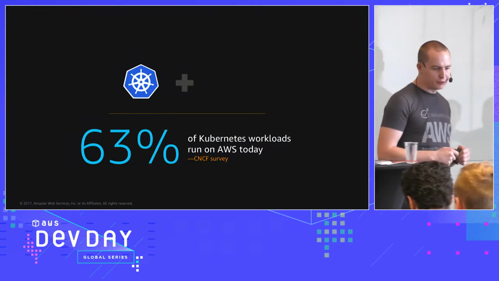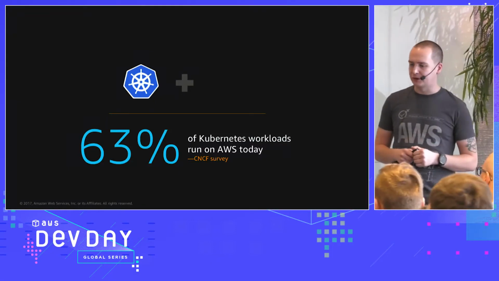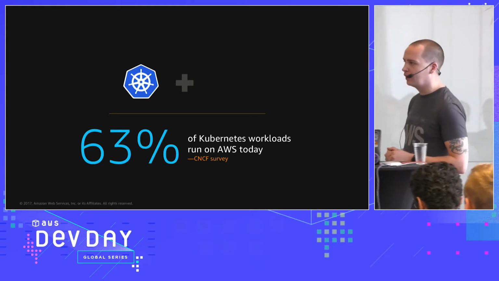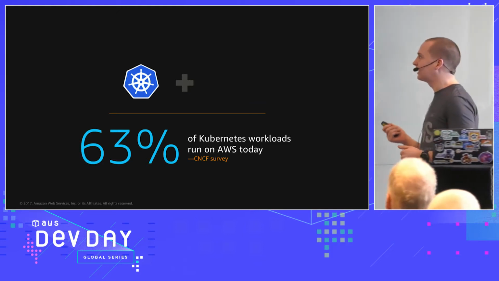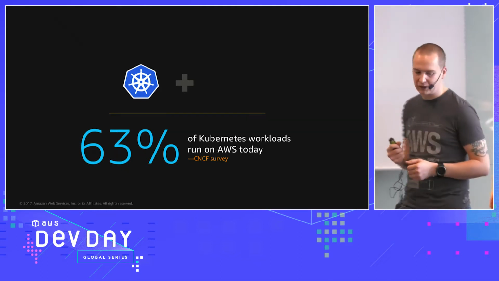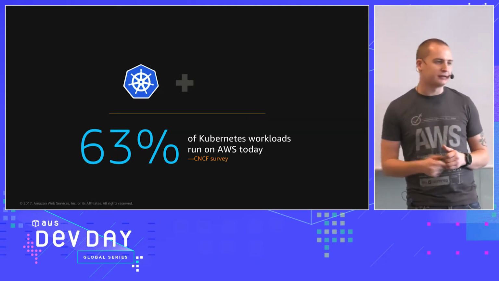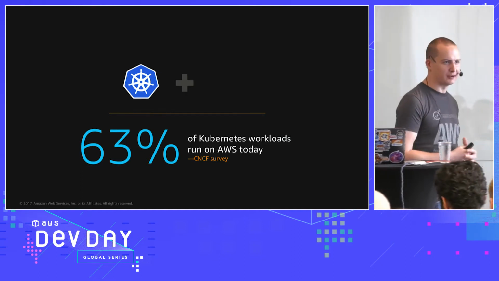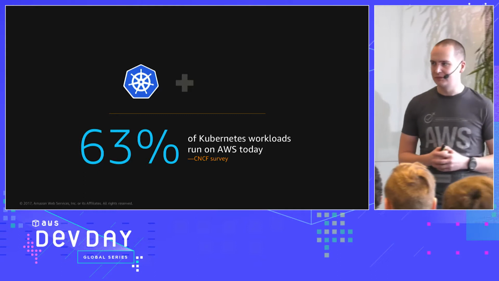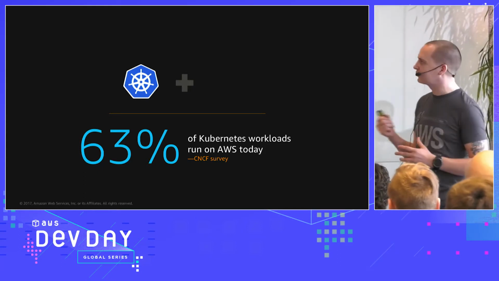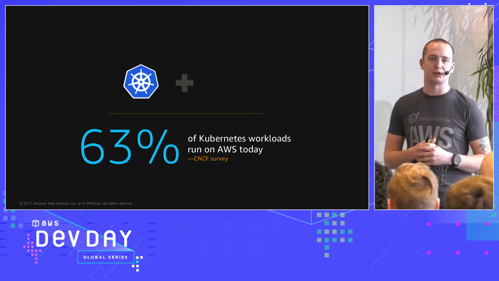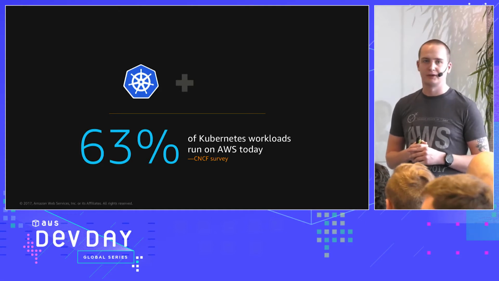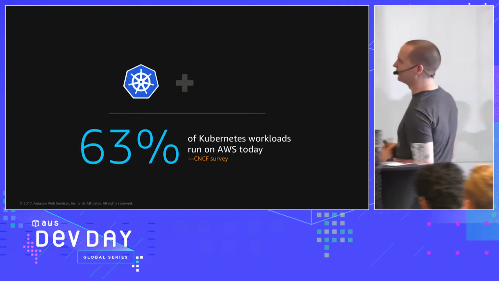So first of all, why is AWS doing a Kubernetes thing? So interesting stat here by the Cloud Native Computing Foundation. They did a survey last year. 63% of Kubernetes workloads run on AWS. It's pretty interesting, right? Until very recently, this has been a self-managed thing. All these customers go in their own route. Who here runs a production Kubernetes cluster? Okay. Who runs a non-production Kubernetes cluster? Yeah, more people. Just waiting to make that jump.